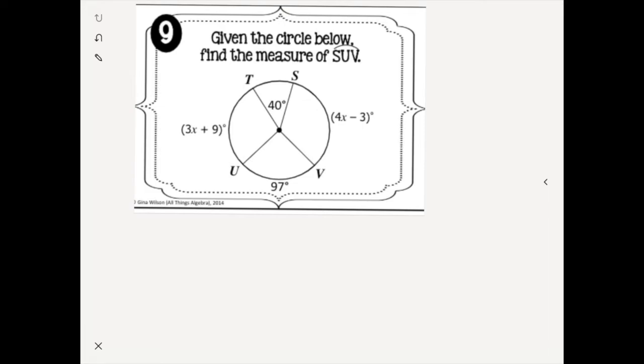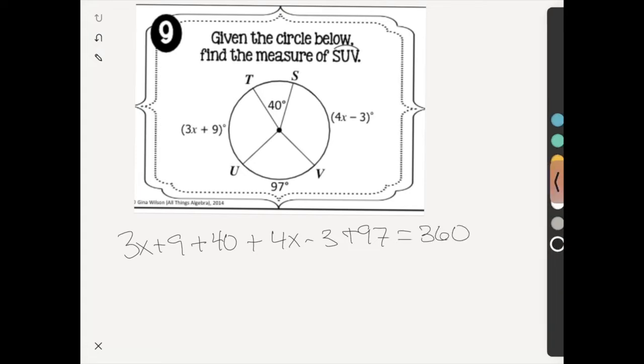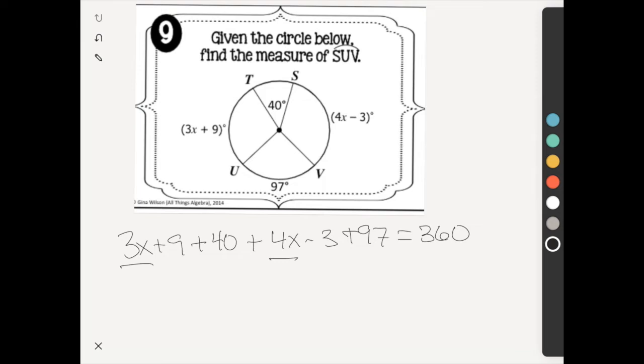So we're going to do 3x plus 9 plus 40 plus 4x minus 3 plus 97 equals 360. Now I'm just going to combine like terms. I have a 3x and a 4x. That's going to give me 7x. And then if I add 9 plus 40 minus 3 and then plus 97, I'm going to have 143. And that's equal to 360. So now I can subtract.